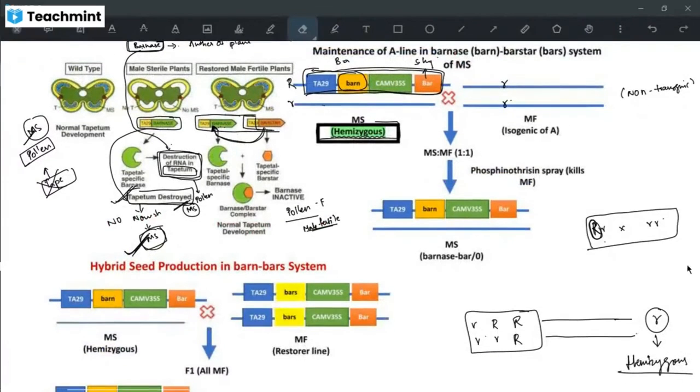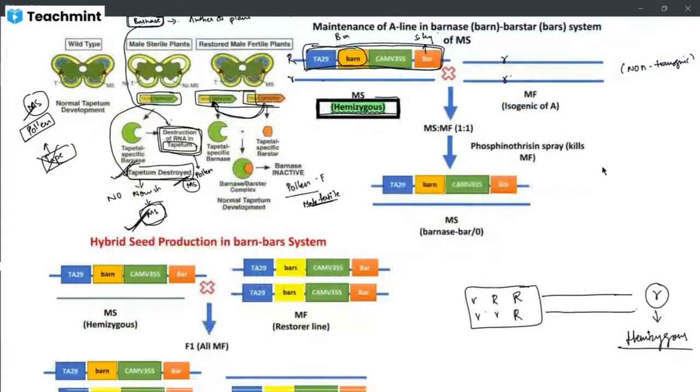So if you cross the transgenic constructed plant with your non-transgenic plant, you will have male sterile and male fertile in a 1:1 ratio, okay? Because this will go with this, and this with this. So ultimately, you will get male sterile and male fertile in a 1:1 ratio. One is your male sterile, another is your male fertile.